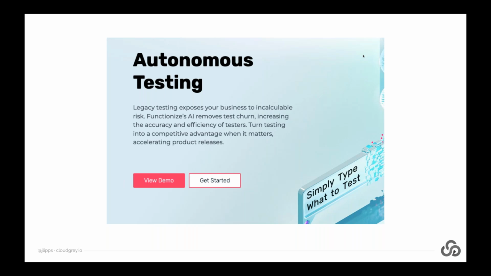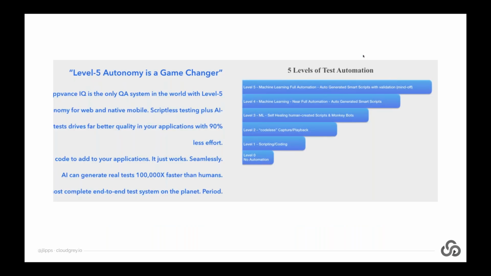This other company is actually getting a little more specific and proposing that there are, in fact, 5 levels of test automation, all the way from no automation to machine learning, full automation, auto-generated smart scripts. So here they're actually claiming to use machine learning in some specific way. Not sure what that means, but yeah, full automation.